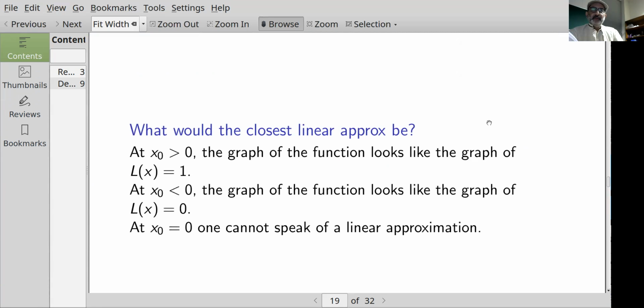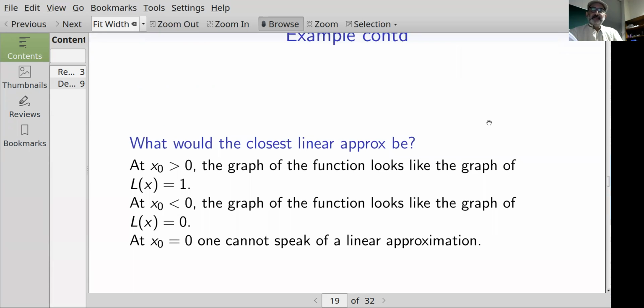Okay, what about closest linear approximations? Well, at x naught greater than 0, the graph of the function looks like the graph of L of x equal to 1. At x naught less than 0, look at the graph of the function. It's locally linear. It looks like the graph of L of x equal to 0. And at x naught equals 0, we can't really speak of a linear approximation because we cannot speak of a derivative.